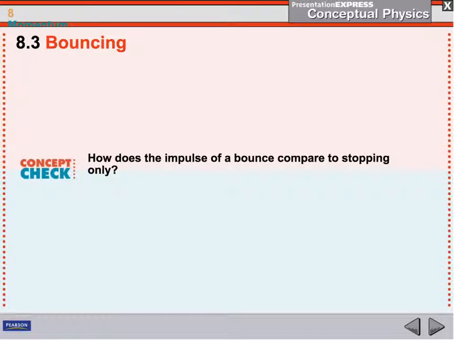How does the impulse of a bounce compare to stopping only? Once you bounce, you're going to end up with two impulses, not just one.